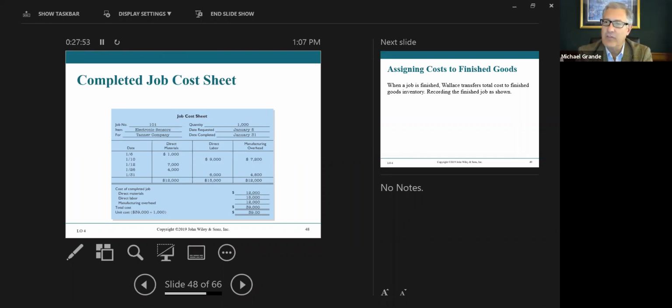They made 1,000 units. On the bottom right-hand corner, they summarize product cost. Direct materials, 12,000. Direct labor, 15,000. Manufacturing overhead, 12,000. Total cost, $39,000. They produced 1,000 of them. Cost per unit, $39.